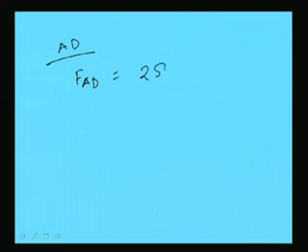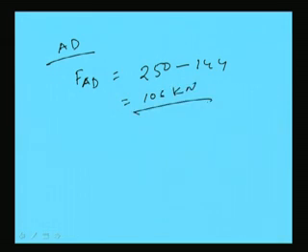So, next is member AD. What will be the force FAD? That will be 250 in one direction and in the opposite direction 144. So, the balance of these two, that means 250 minus 144, is 106 kilonewton. So, the remaining force in member AD is becoming 106 kilonewton.